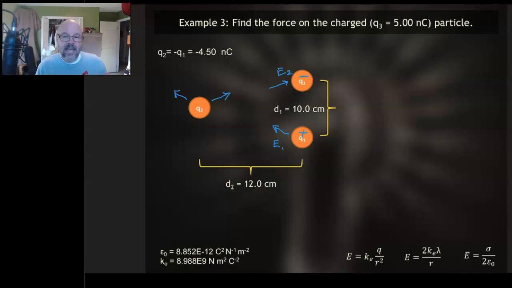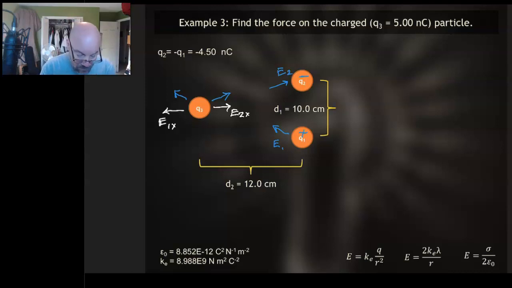Now, can you see that things are symmetric? Q1 and Q2 have the same amount of force. So if we were to calculate the E2 x component, it would turn out to be exactly the same as the E1 x component, because all the charges are the same. They just have opposite signs. So those bits are actually going to cancel each other out.